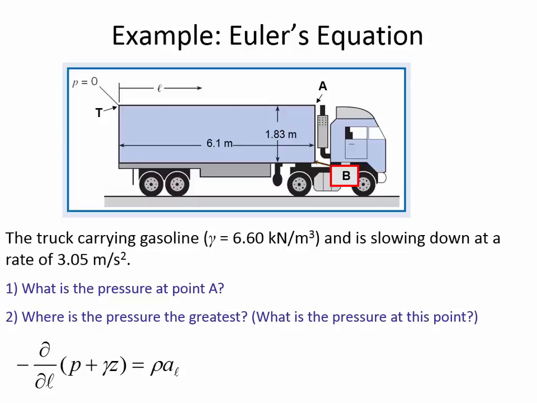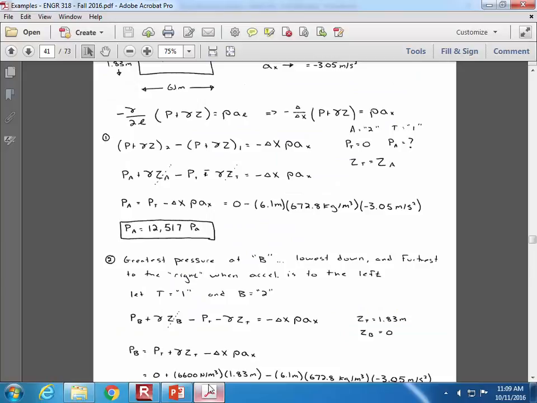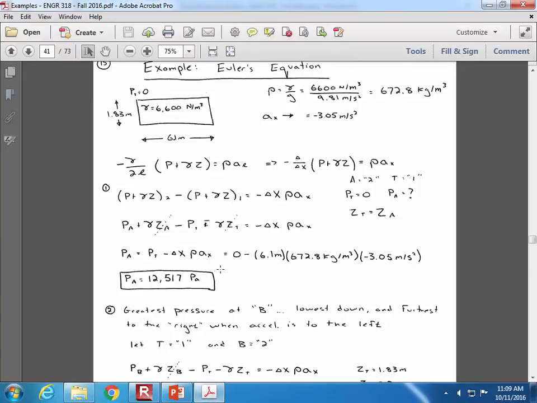All right, so let me see if I can freeze that. Okay, so I'm going to work through this one on the board. And what we're going to start with is just a little sketch that represents the part of the truck that I'm caring about, which is where the liquid is. So we've got a rectangle that is 6.1 meters wide, and it has a height of 1.83 meters. And it's full of some liquid that has a unit weight of 6,600 newtons per meter cubed.